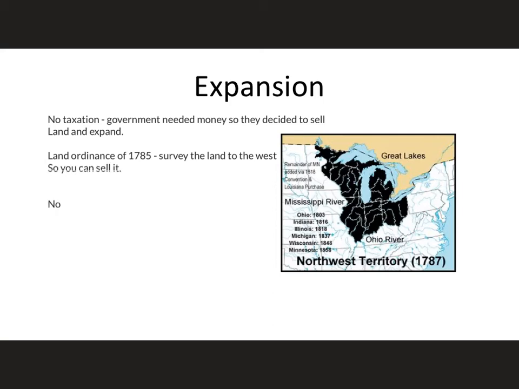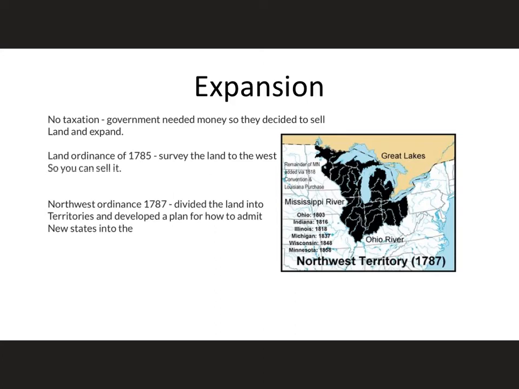And then 2 years later, that led to the Northwest Ordinance of 1787. What that did was divide the land into territories and develop a plan for how to admit new states into the Union. And so this was their plan for how to gain money, since they didn't have the ability to use taxation as a way to get money.